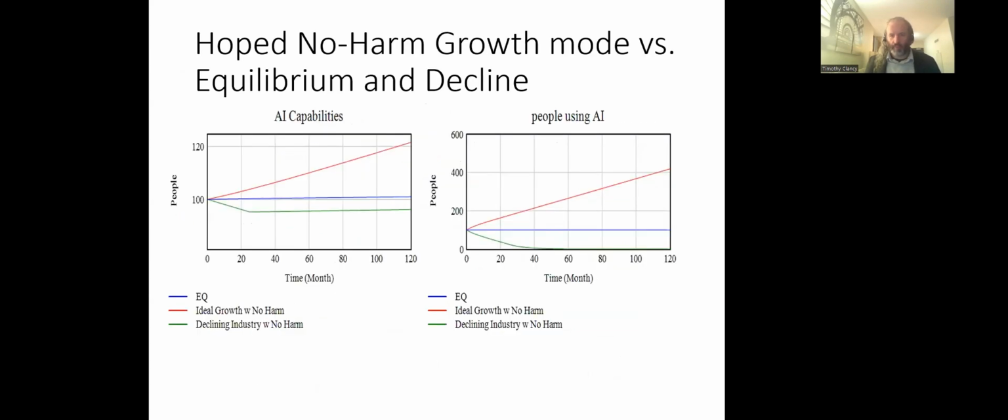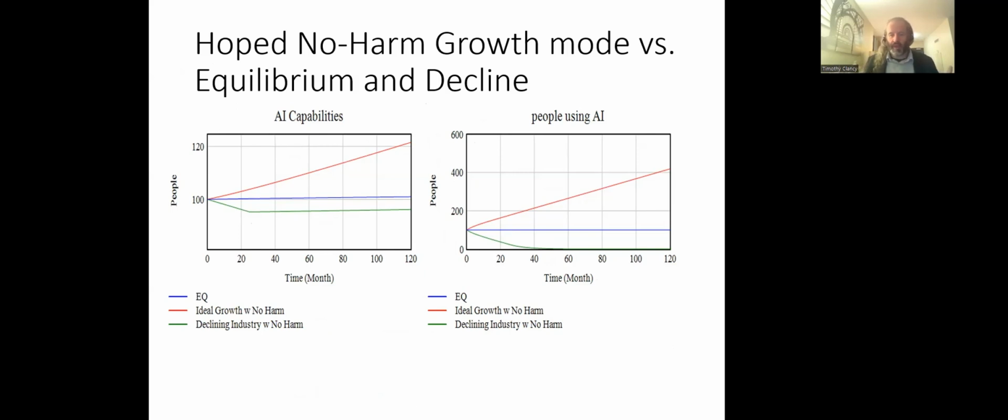Now, the hoped no harm growth mode versus equilibrium decline. The model does start in equilibrium. You can disturb it, and you disturb it with a slight industrial kickoff. That kicks off the hype cycle. You can also say that industry failed to kick off the hype cycle, and that's a decline.